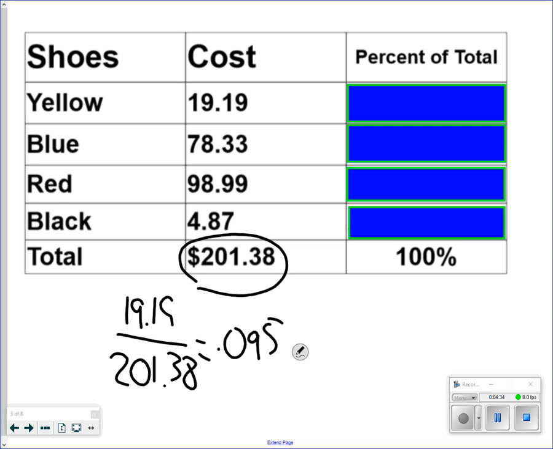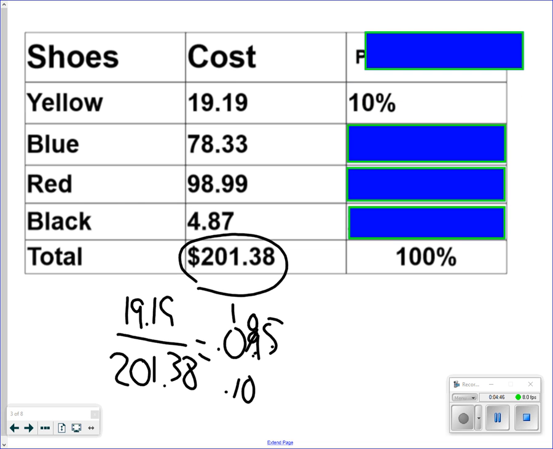So that means if I round this up, the 5 is going to round the 9 to a 10. So I'm going to make this a 0, make this a 1. So I have 0.10, so I should be at 10%. So yellow shoes, the cost was 10% of the total.